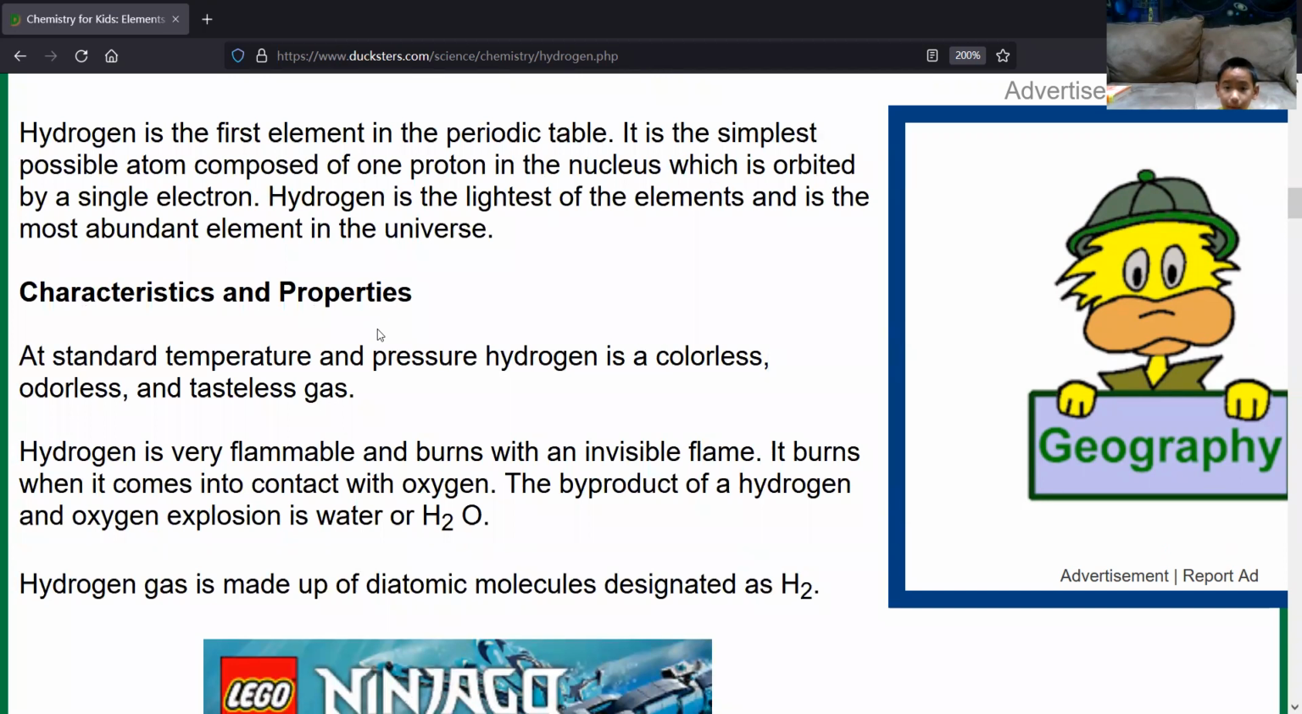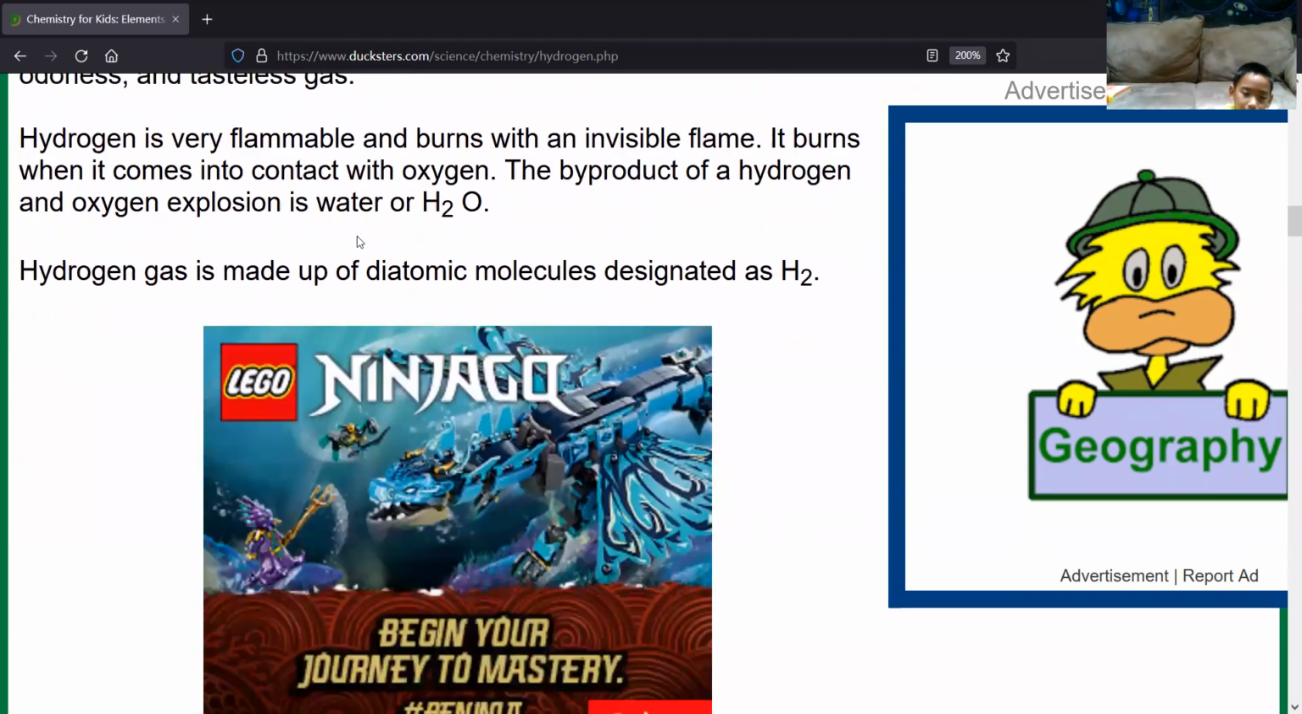Hydrogen is the first element in the periodic table. It has as simple an atomic composition as possible: a proton in the nucleus, which is orbited by a single electron. Hydrogen is the lightest of the elements and is the most abundant element in the universe. Well, something could happen and it won't be the most one. But yeah, I think anything could happen.